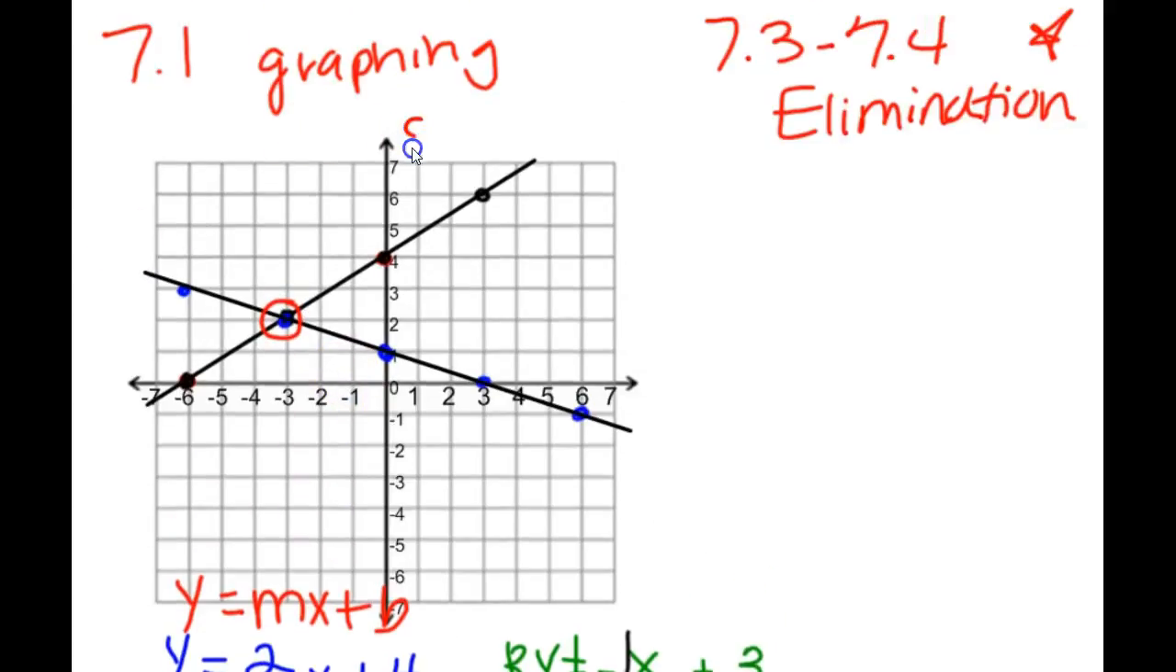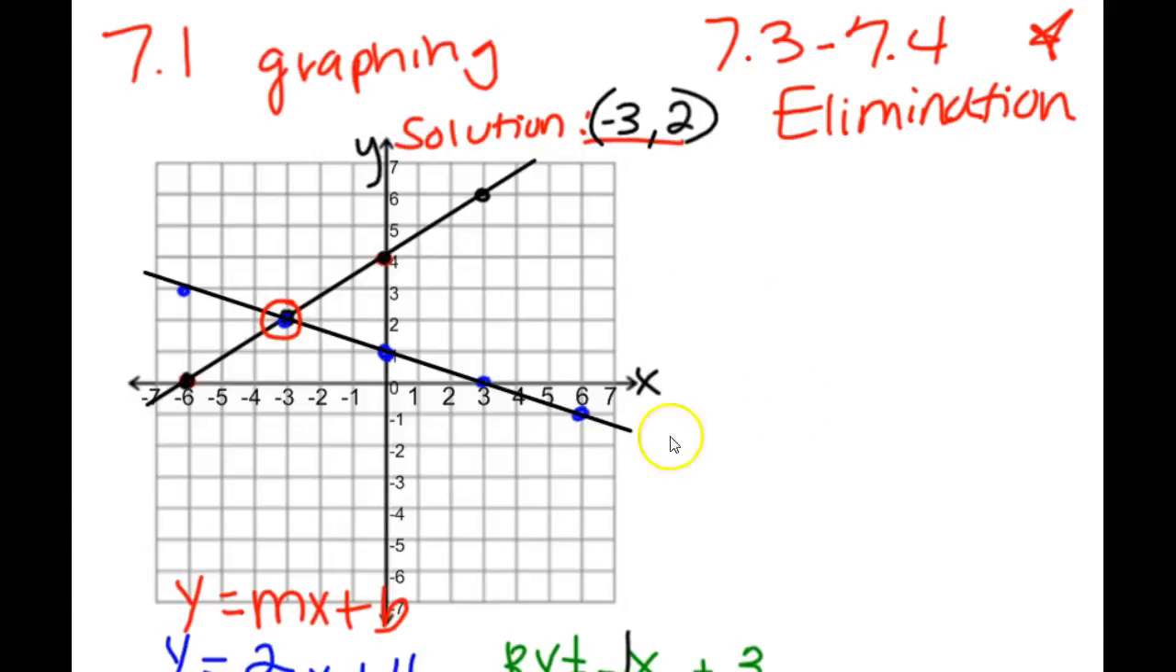It's going to ask you for a solution. You need to list it as a point, x comma y, just like we did for our last problem. X, going left and right, we went negative 1, negative 2, negative 3. And then on our y-axis, we're up 1, 2. So that would be our solution.